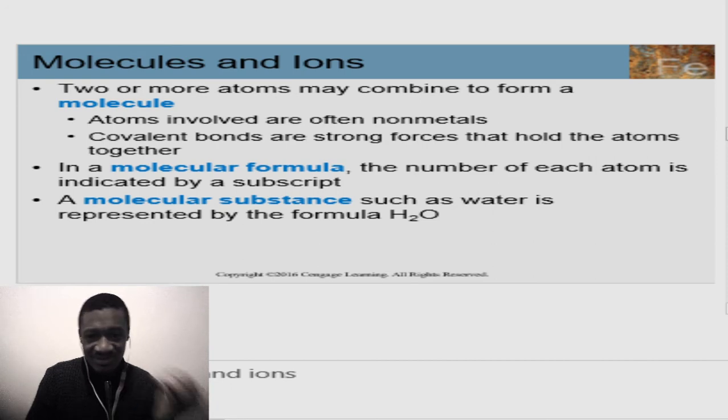So you have what we call a molecular substance. So now there's a molecule, there's a molecular formula, which is the formula for the molecule, and then there's a molecular substance. So an example is water. Water is a molecular substance, and then this is the formula. So this is the molecular substance water, and this is the molecular formula. So that's how it works.